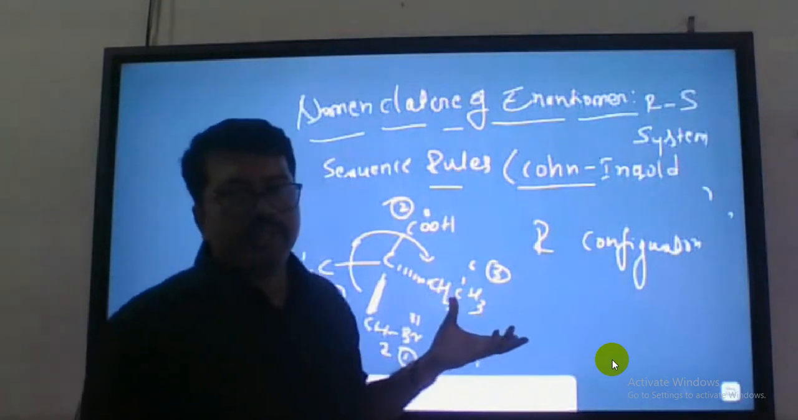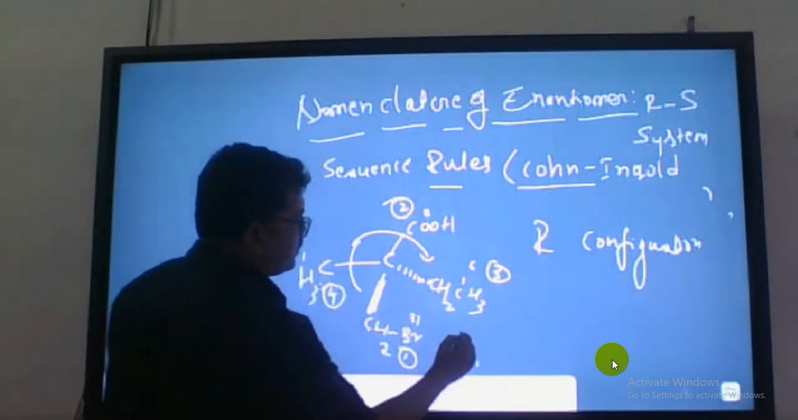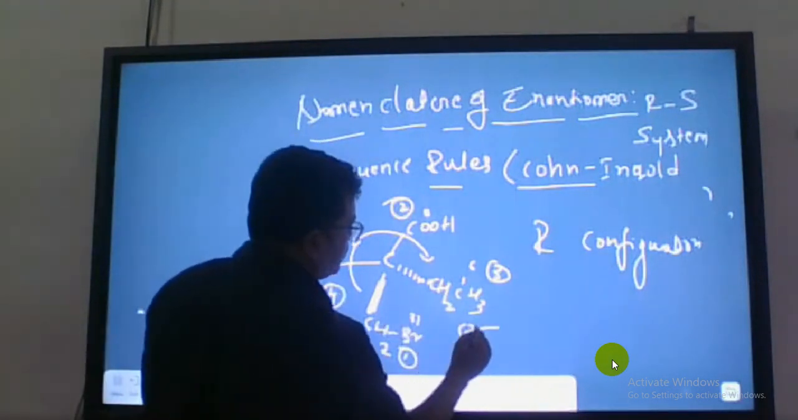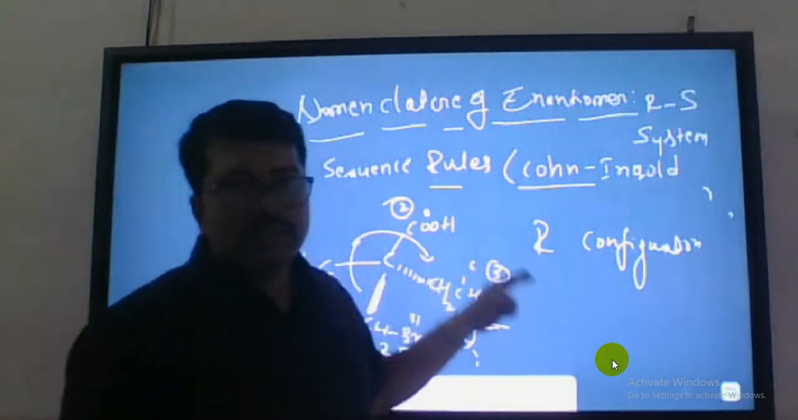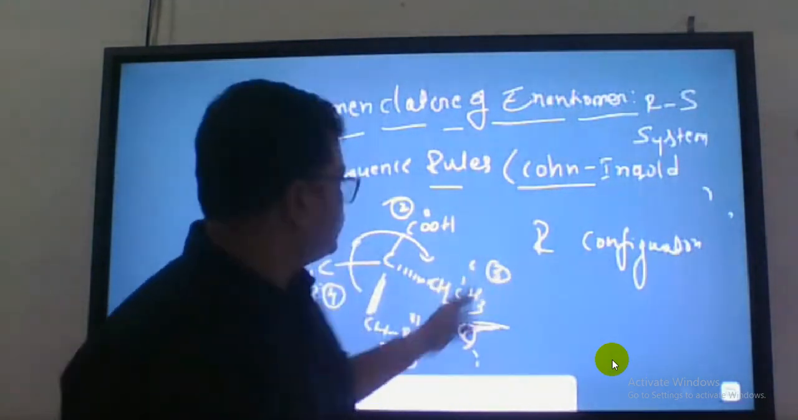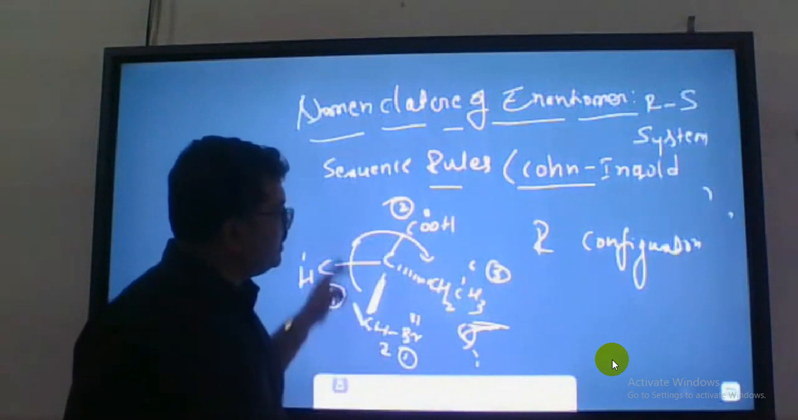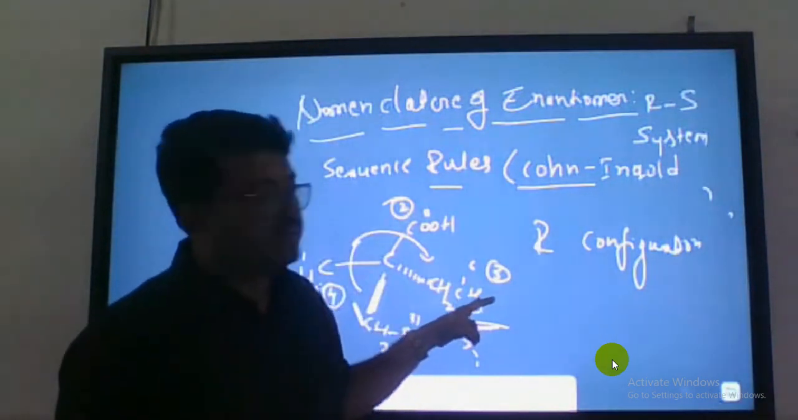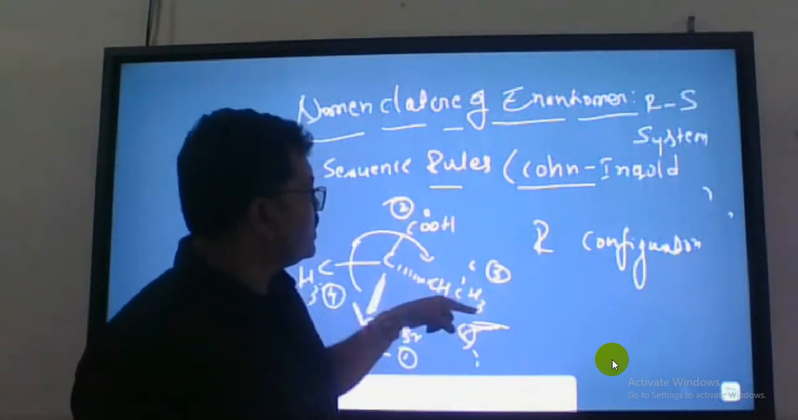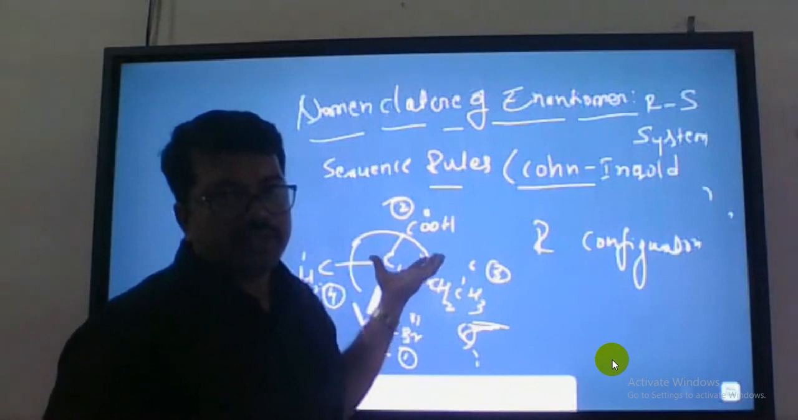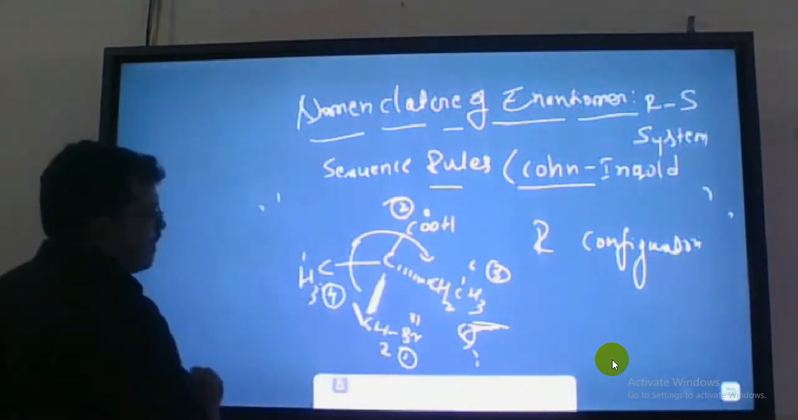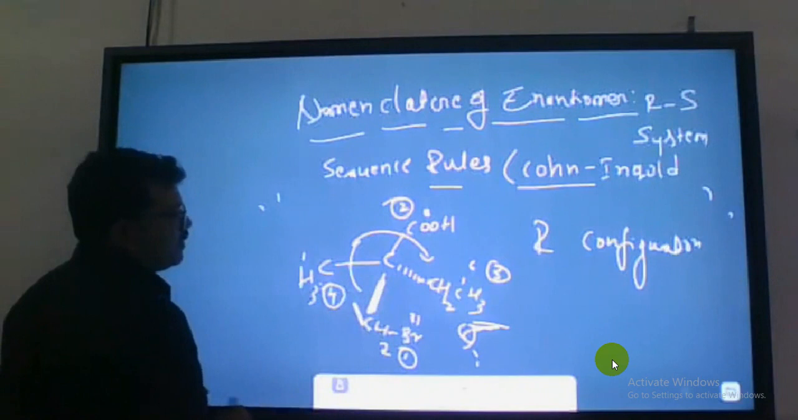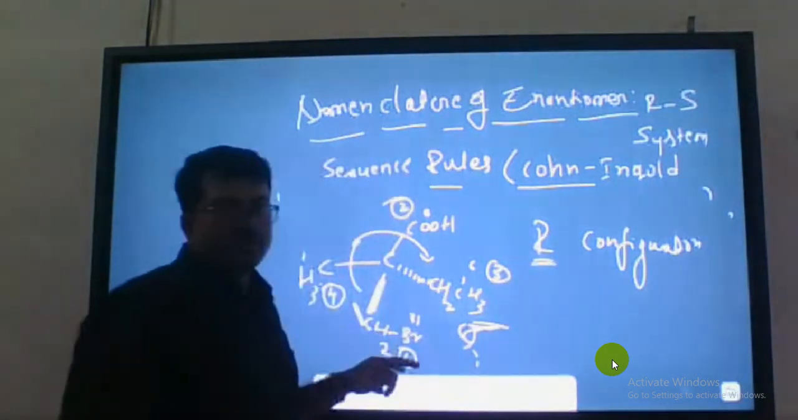So here it depends upon viewing. If this viewing is right, so this is 1 2 3. So this is clockwise direction. Clockwise direction is R configuration. This we call R configuration. So this is R configuration. Okay.